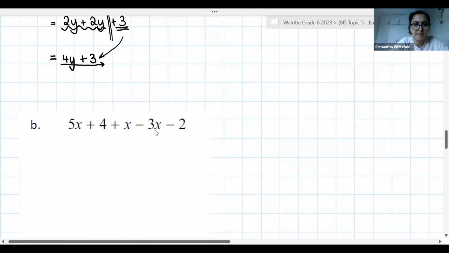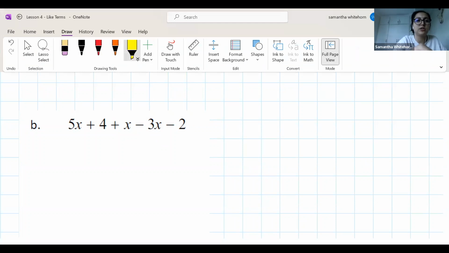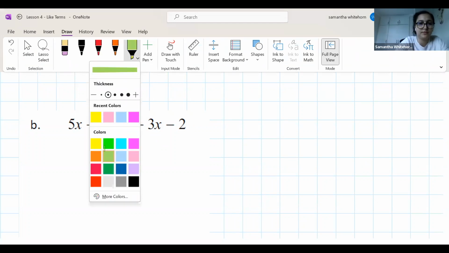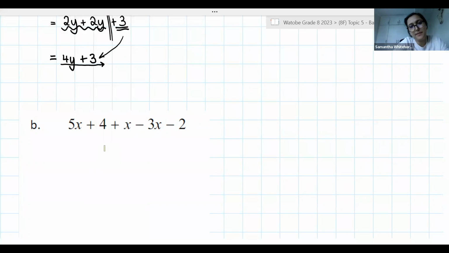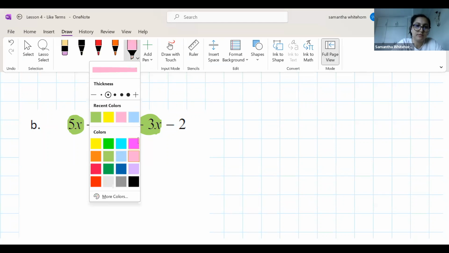The answer is 9x plus 2. Alrighty, so let's group our like terms. Wait, ma'am, can I say how I got it? Okay. I said 5x plus 3x, then I put the 1 on the x, and then it gave me 9x. Then I said 2 minus 4.